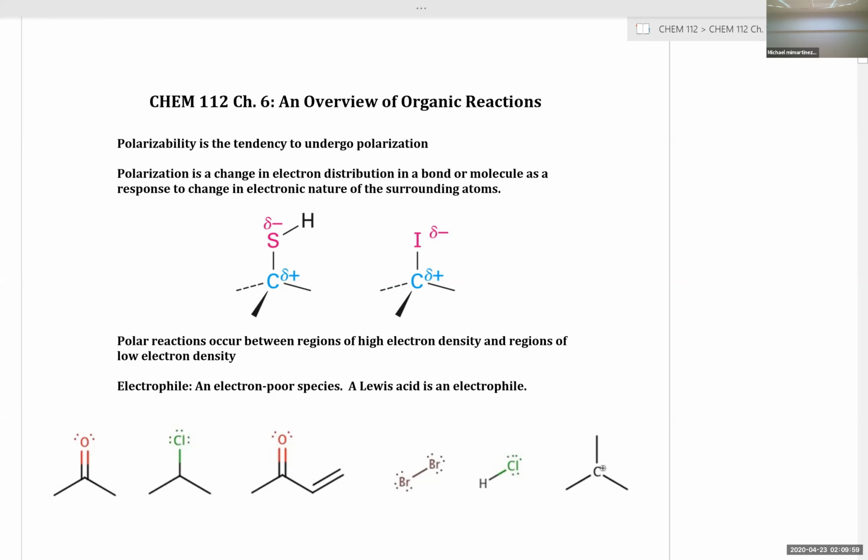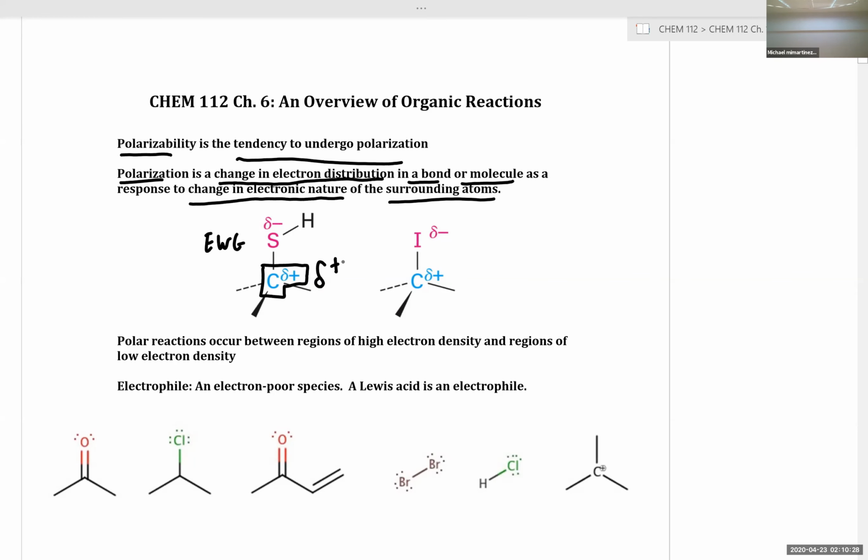So first and foremost, let's just discuss general features of molecules. Polarizability is the tendency to undergo polarization. Polarization is a change in electron distribution in a bond or molecule as a response to the change in the electronic nature of the surrounding atoms. So for example, we know that a carbon attached to an electron withdrawing group will develop a partial positive charge. Okay?